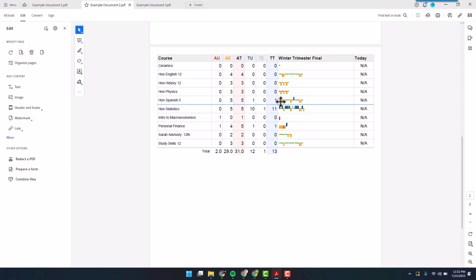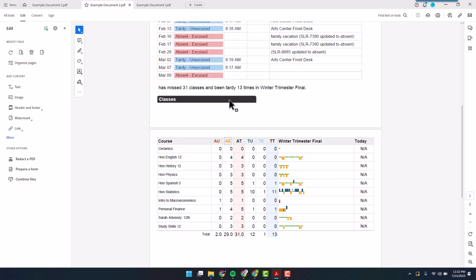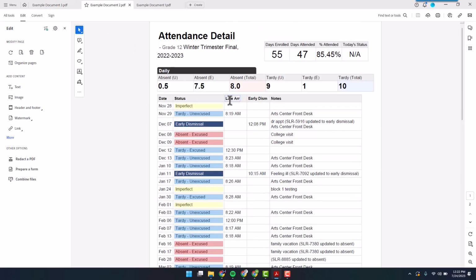I think the only thing I really take away from this report for this student specifically is that something is going on with honor statistics. This person is missing and being late to this class a lot. So I don't like to read these colors, and I somewhat find them confusing. So I would suggest not using it too much. But it just gives you a snapshot. I'm going to stop there with these examples.